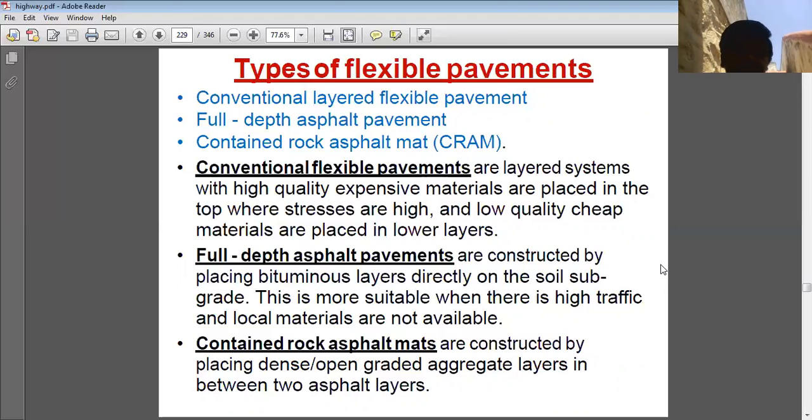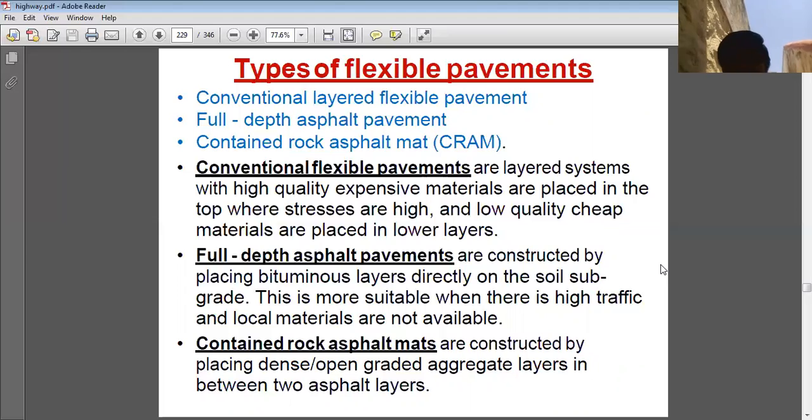Next, full depth asphalt pavements. Asphalt is provided here, constructed by using bituminous layers directly on the soil subgrade. This is more suitable when there is high traffic and local materials are not available. This road is provided where high traffic is available and the operation of vehicles is more.